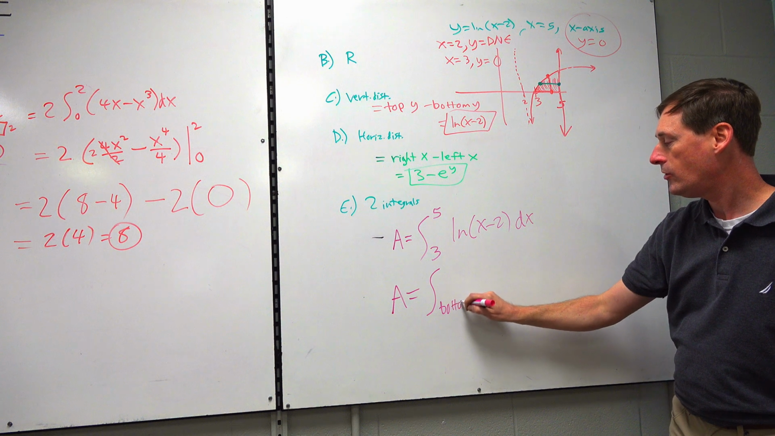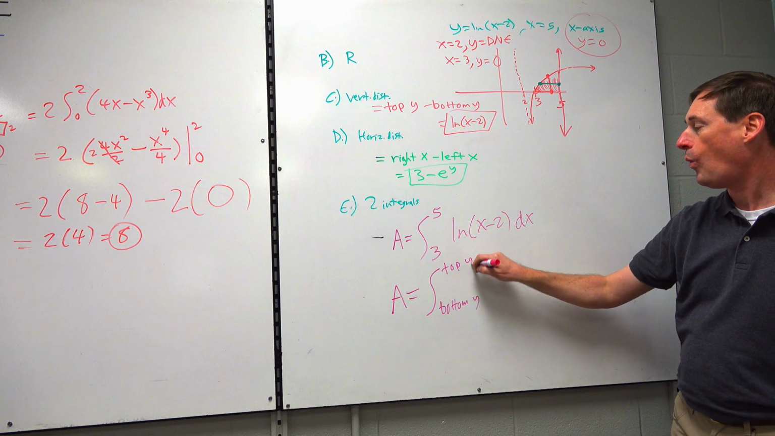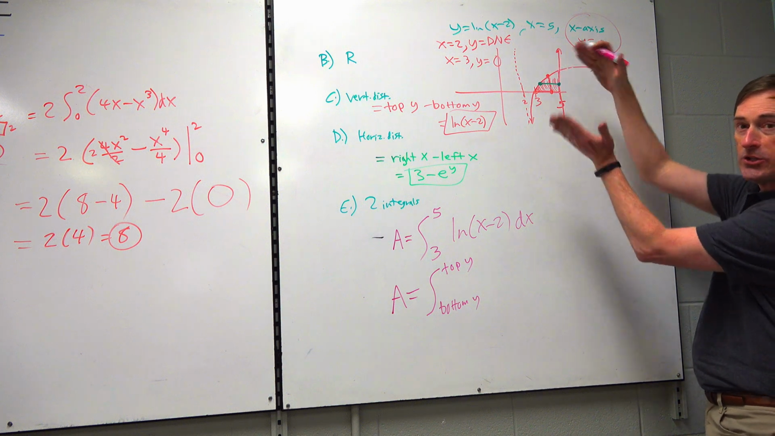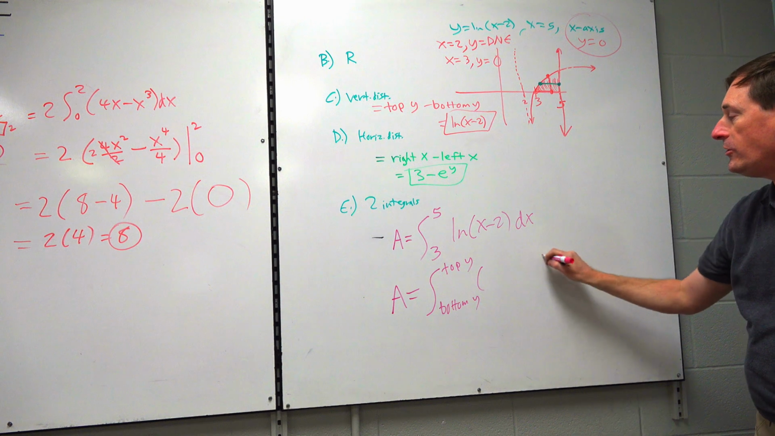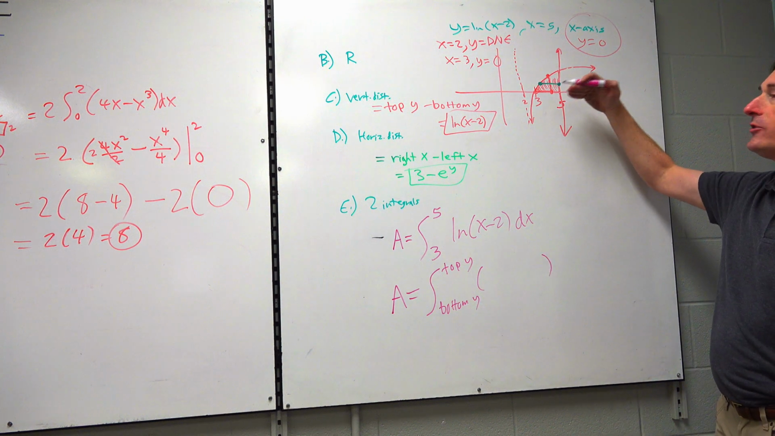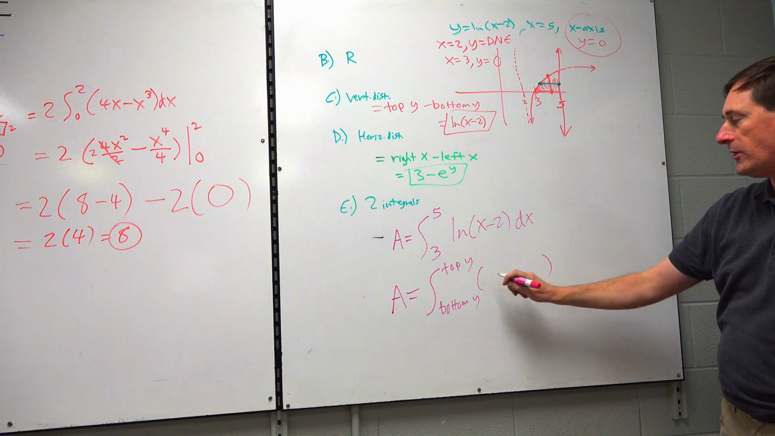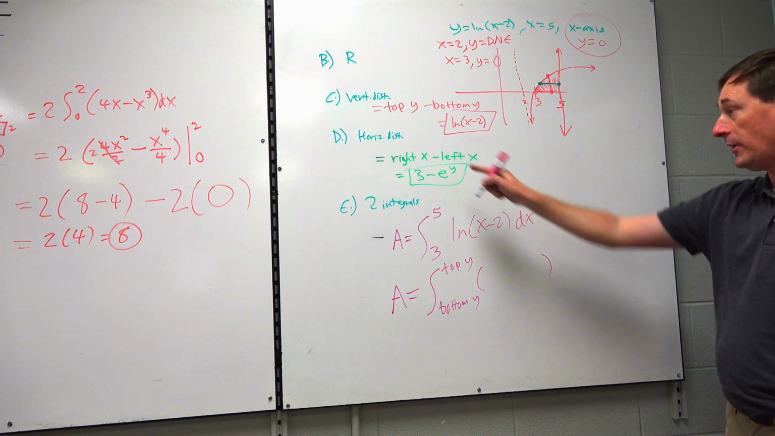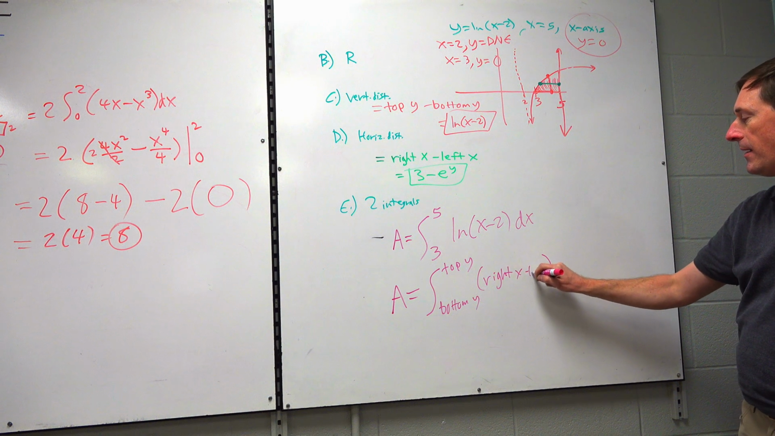Bottom y to top y coordinate. What's the range instead of the domain? What's the frame this way? And then what do you actually integrate this time? You stack the horizontal distances. So you could put horizontal distance, or I guess you could put our official formula, right x minus left x. Either way, whichever way you want to write it.